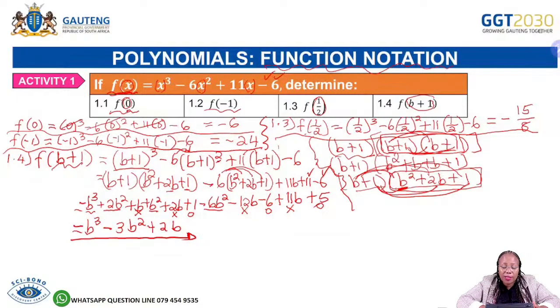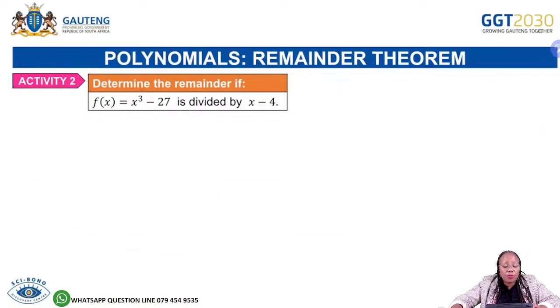Okay, I hope we are still together. So this will assist us in terms of substituting the given values into our polynomials to find the other factors. So basically we are doing this to be able to factorize. And then now determine the remainder, activity 2. If we are given f at x being x cubed minus 27, and then it is divided by x minus 4.